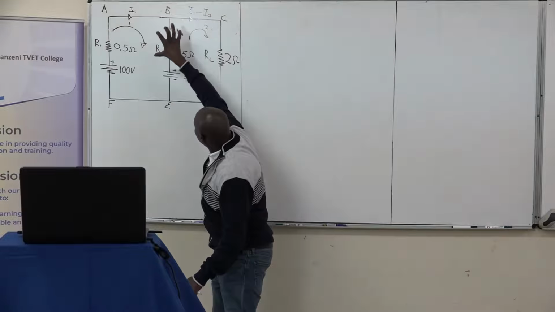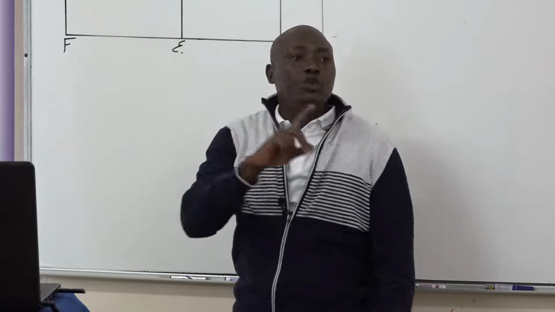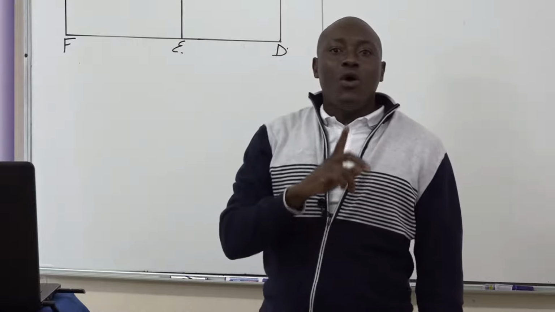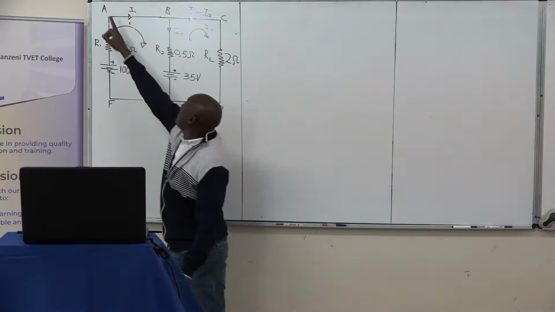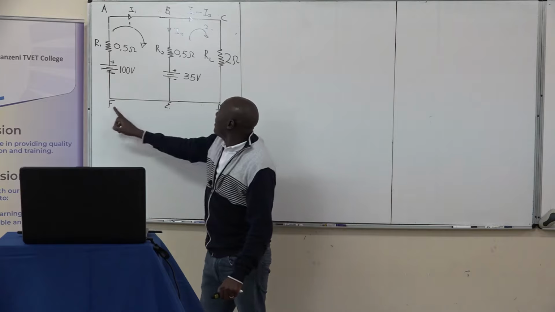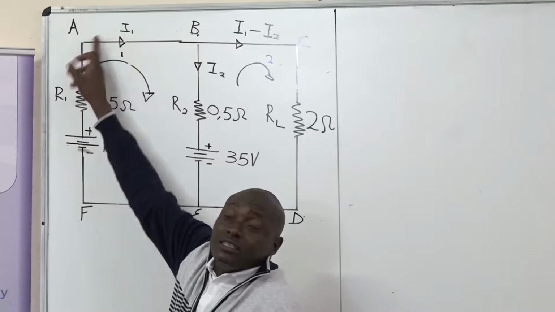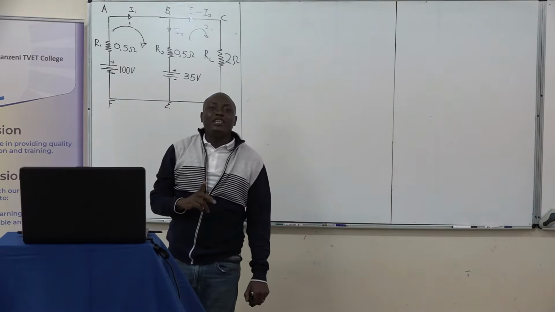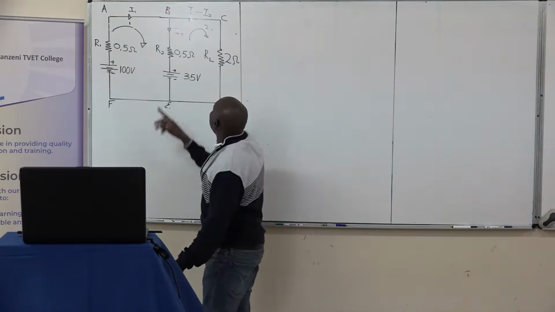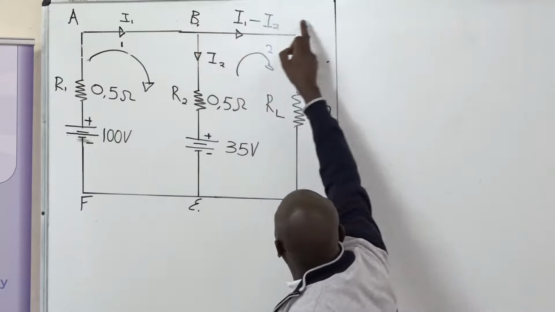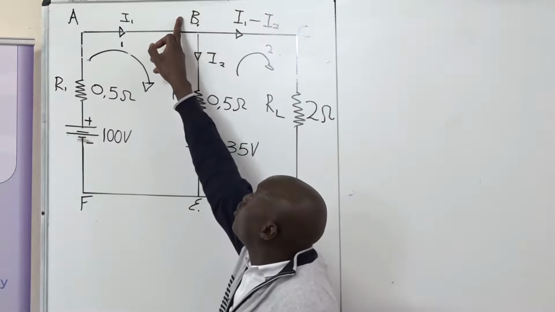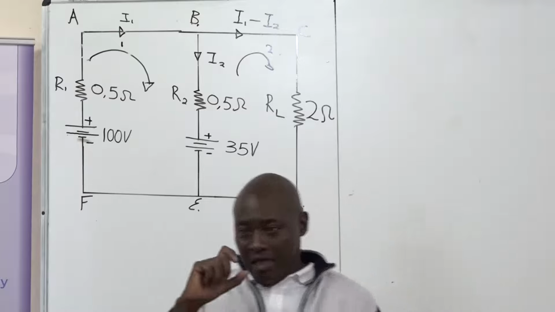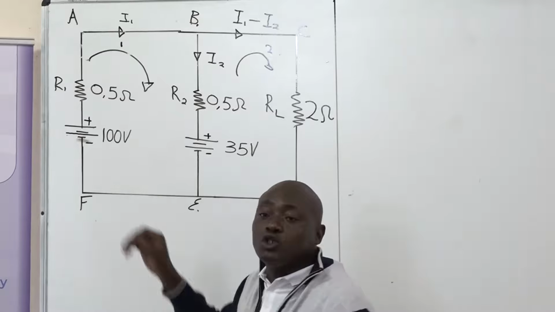So now, we have been given a directive on which loop we are supposed to select. The loop that we need to select is loop A, B, E, F, back to A. Another loop that they are saying we need to select is loop B, C, D, E, back to B. So we've been given the two loops that we're supposed to work on.